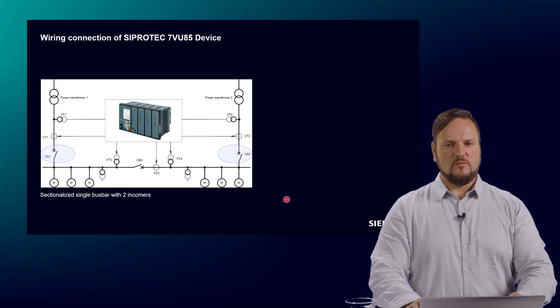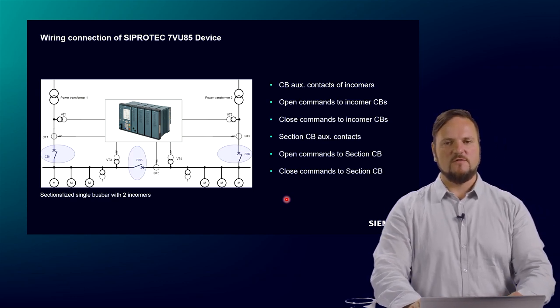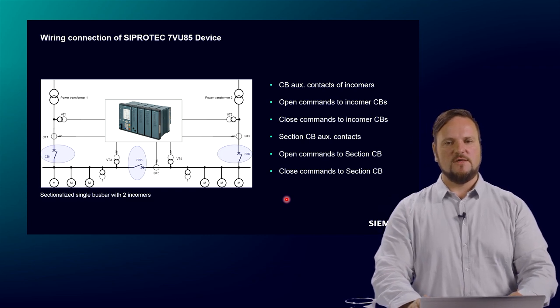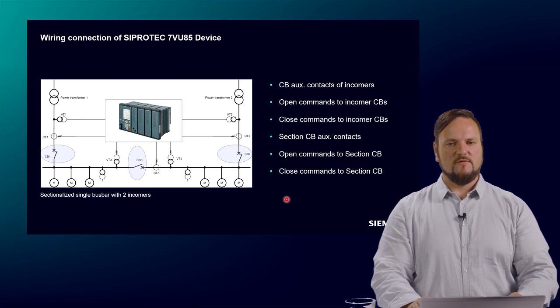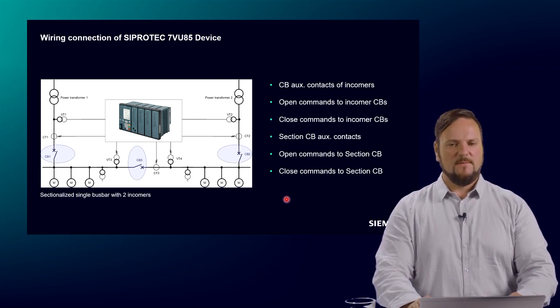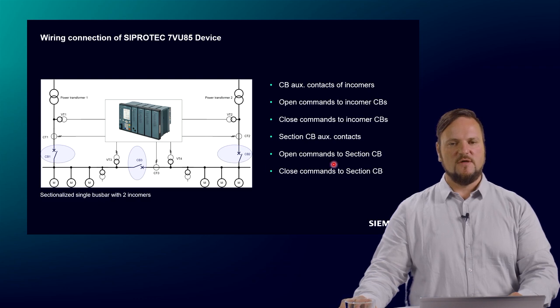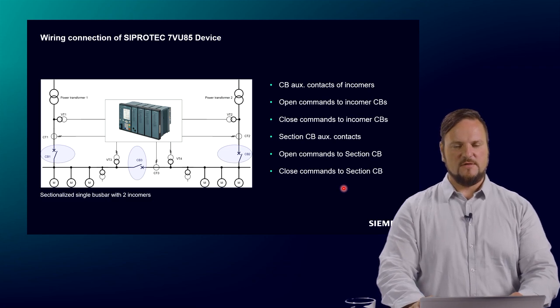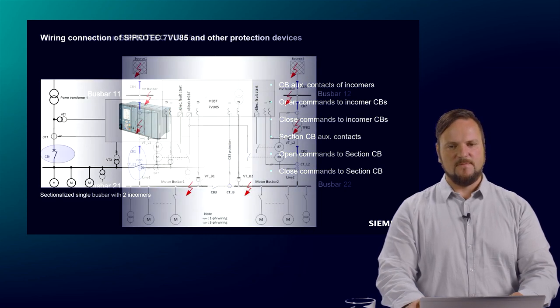So then, what we additionally need for the high-speed busbar transfer system is the auxiliary contacts of the incomers, the open command, the close command, and also the auxiliary contact of the section or tie CB. And if you want to switch the intersection CB or section CB, you have to connect as well the open command and the close command for this section CB. And this is needed to define the right hardware selection for your application.